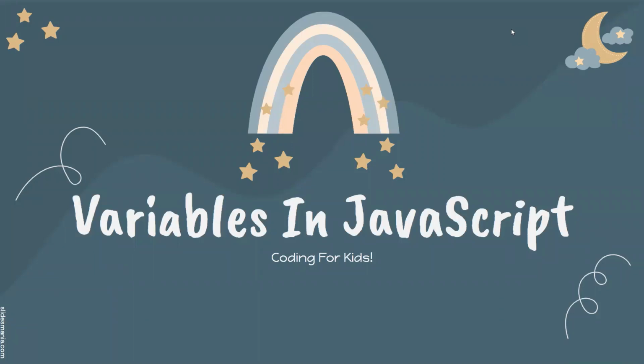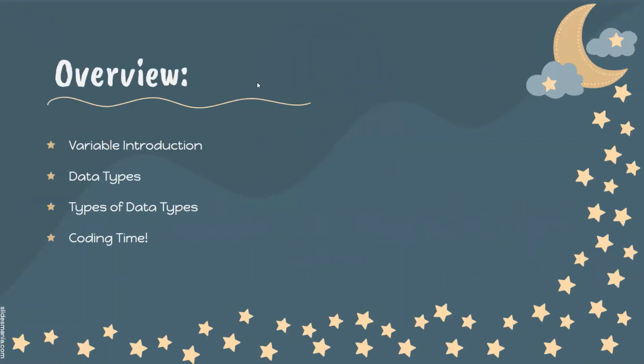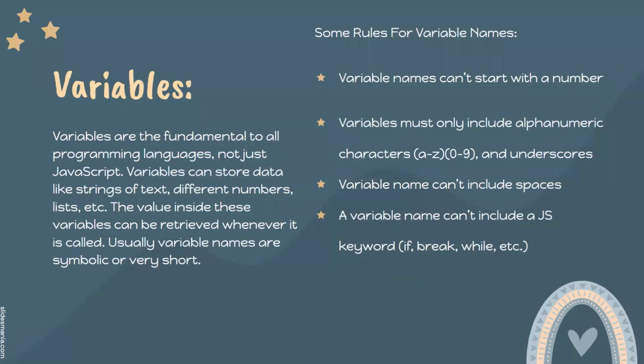So today we're going to be looking at variables in JavaScript. So let's get started. For the overview for today's video, we are going to be going over the variable introduction and looking at what variables are. Then we're going to be going over data types and the different types of data types. And finally, we're going to be doing some coding. So pretty short, but yeah, let's get started.